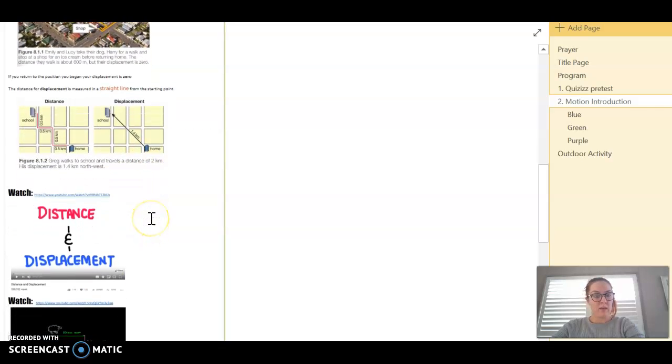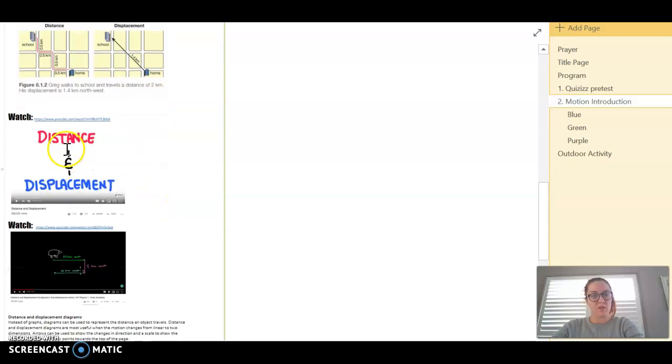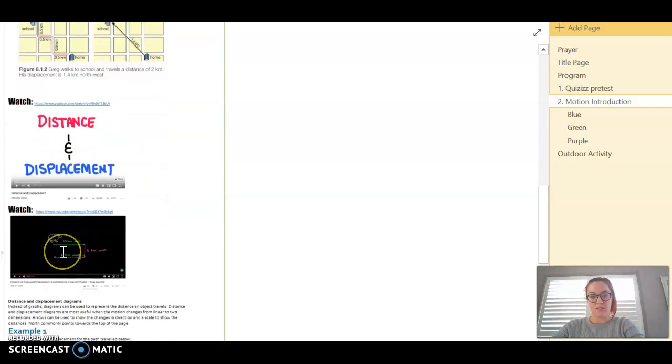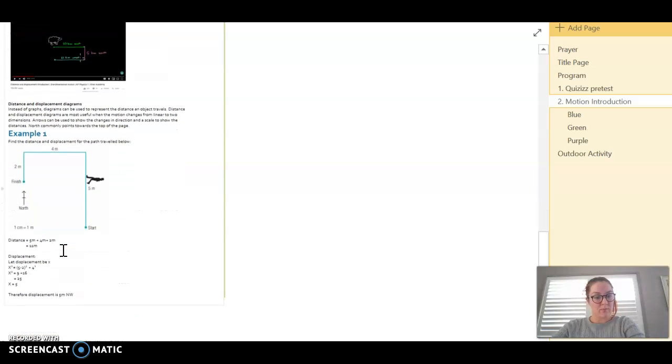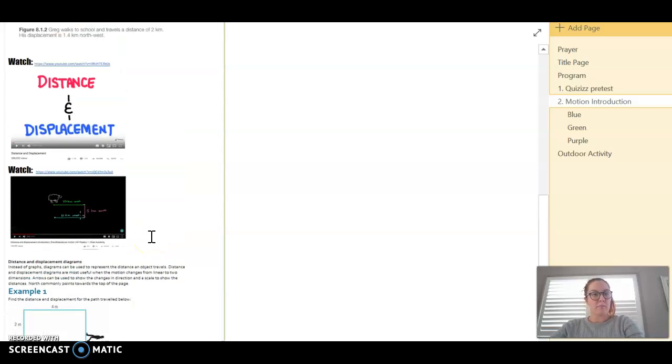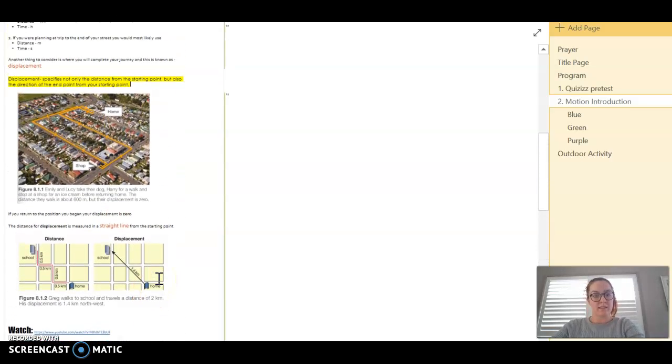Once you've done that, I want you to watch these 2 videos that are further explanations if you need them. There's also an example diagram here that shows you the calculations. So there is a bit of math involved. The main points are that distance is how far was travelled, whereas displacement is measuring point A from point B in a straight line. So where did you end up from where you started?